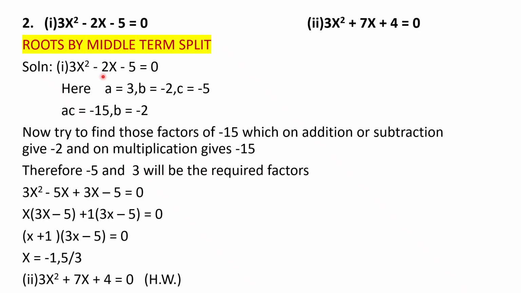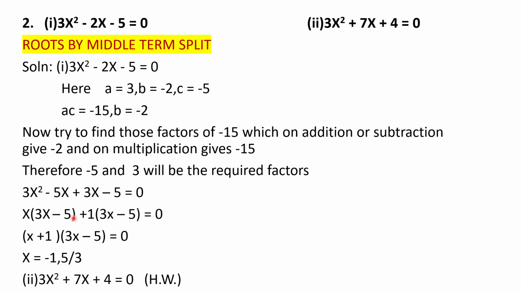This is the logic. So you can see that 15 can be written as 5 into 3, but we want the sign also. So -5 and 3 will be the required factors, because -5 and 3 will give you -2, and -5 and 3 after product will give you -15. So we will write -2x as -5x + 3x. Now you can solve two by two.